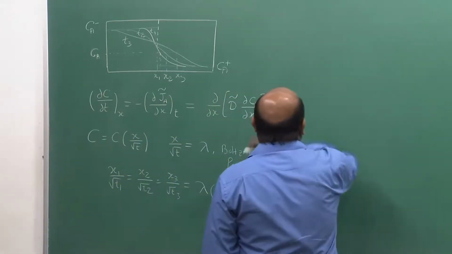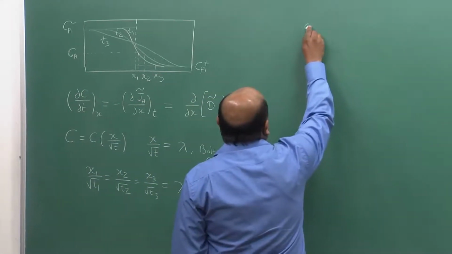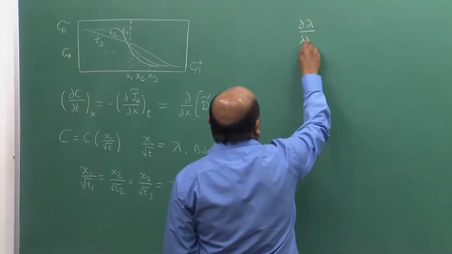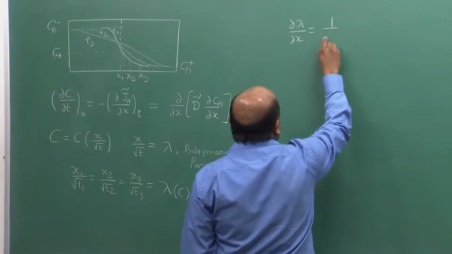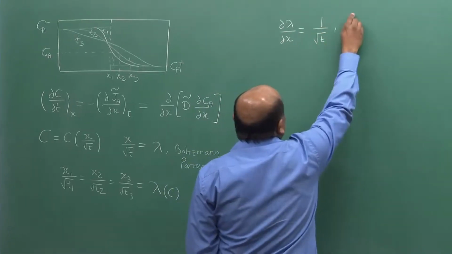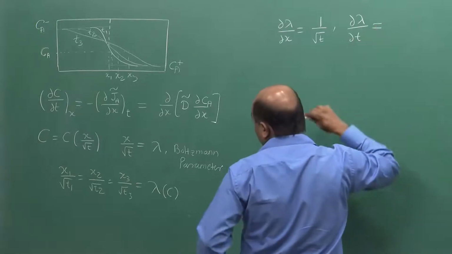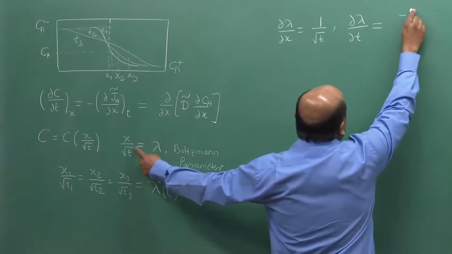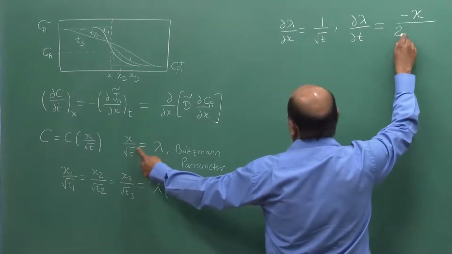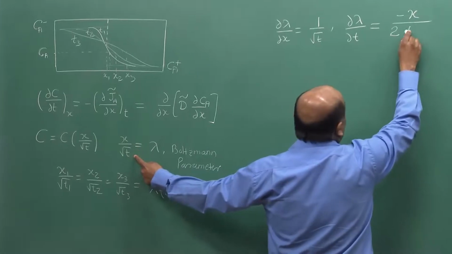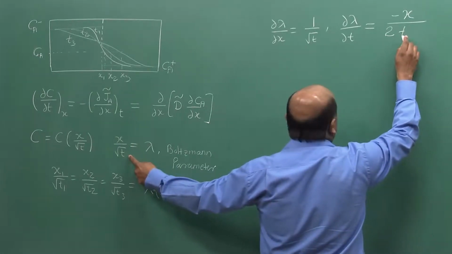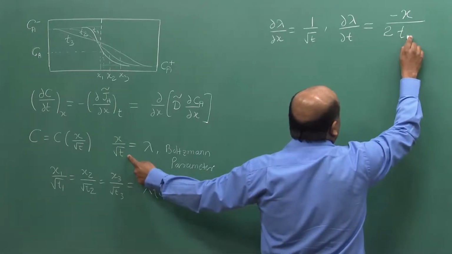Since lambda is equal to x over root t, we know dou lambda by dou x should be equal to 1 over root t, and dou lambda by dou t should be equal to minus x over 2 t to power 3 by 2, which is t root t.